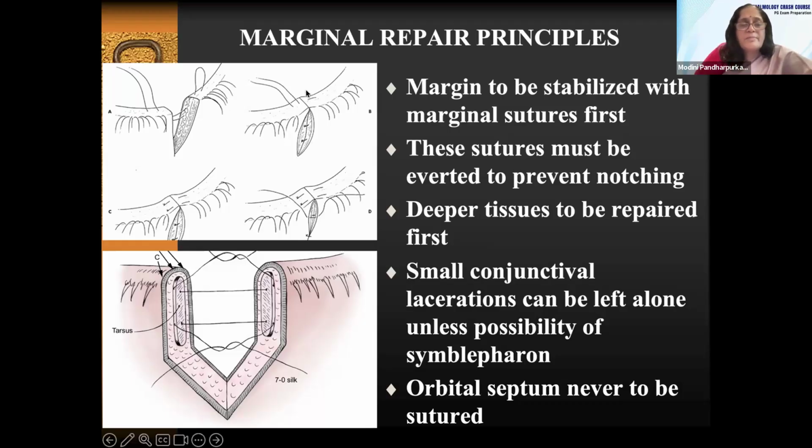Now, the margin has to be stabilized first. Please note these pictures. The marginal suture has to be placed in such a way that the margins are slightly everted. So when they settle down and heal, they will settle down in a straight manner and not notching, because a notch is quite detrimental to the spreading of the tear film. You apply 3 marginal sutures generally, the middle one at the gray line, the inner one at the conjunctiva. Can you see my cursor on the screen?